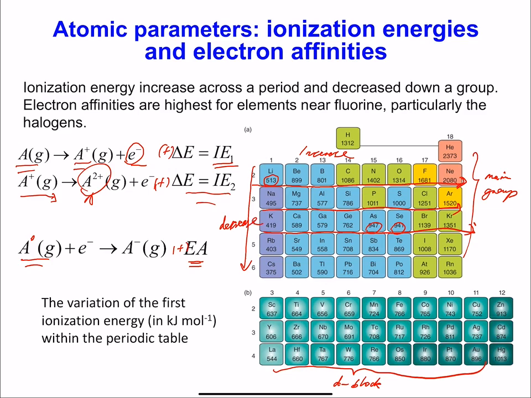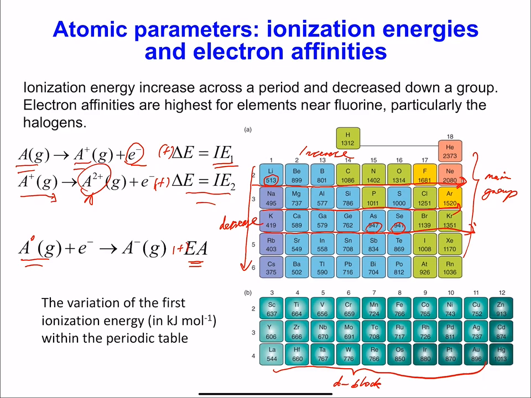And when we look at the other groups, they also have the same trend. So that's a consistent trend with their atomic size. It's comparable. Then let's look at the D block.